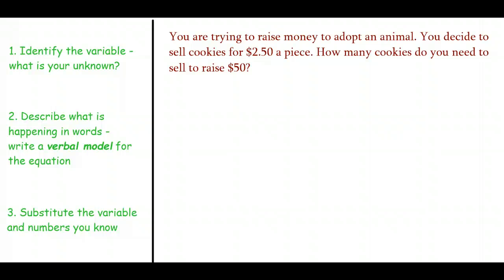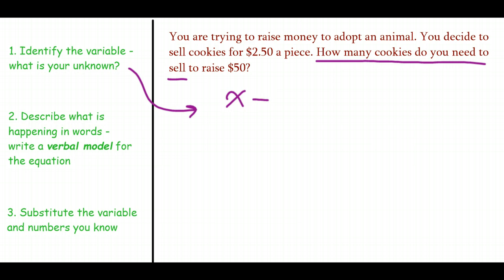So first, we are going to say that we're trying to raise money to adopt an animal. You decide to sell cookies for $2.50 a piece. How many cookies do you need to sell to raise $50? Well, first, it's pretty obvious from this question that our variable is going to be how many cookies do you need to sell. So x, let's say, for number 1, x equals cookies sold. So that's what it is that we're looking for.